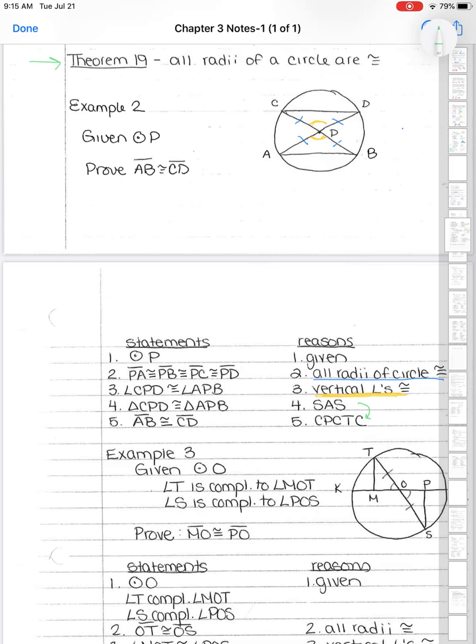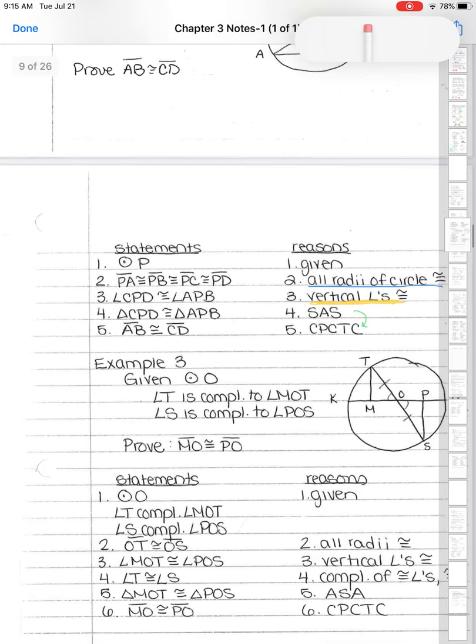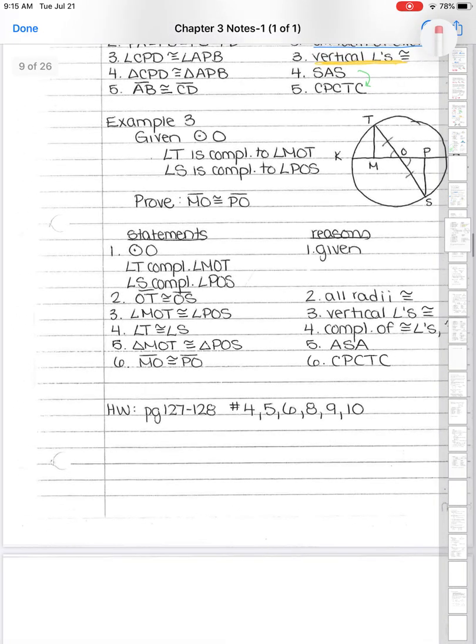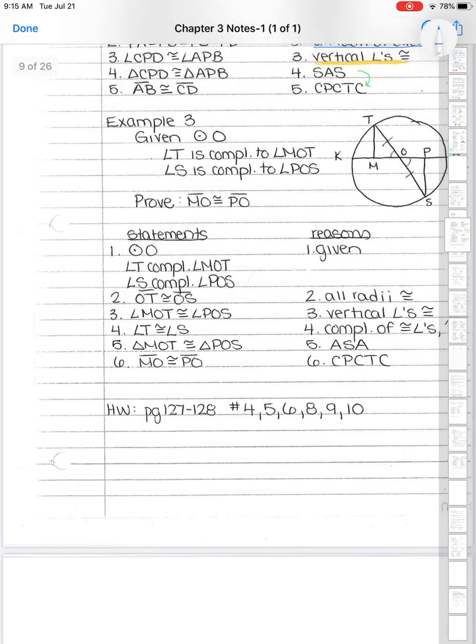Then the two triangles, top and bottom, we have an SAS situation. So triangle CPD and triangle APB are congruent by side angle side. We're not proving triangles are congruent. So again, no matter what, right after SAS comes CPCTC. And that is where our prove statement comes: AB congruent to CD for that.